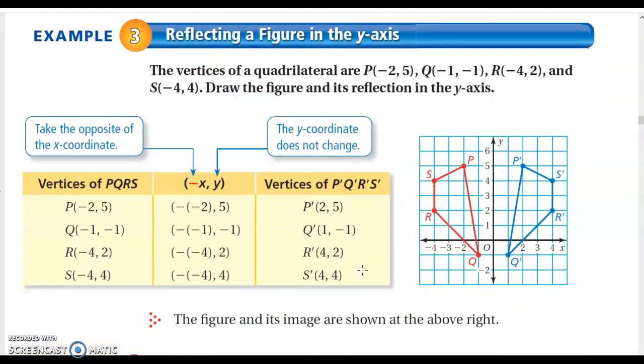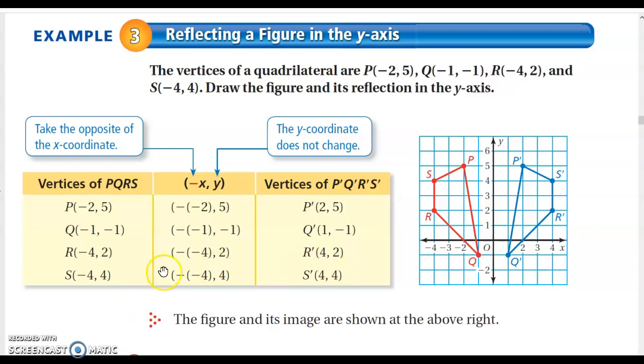Okay, now, we have a quadrilateral. Now, keep in mind that this can be any image just as long as you affect the rule by each of the vertices. So it doesn't really matter. Okay, so again, it's broken out into a bit of a table here. We have the vertices of quadrilateral P, Q, R, S, which are (-2, 5), (-1, -1), (-4, 2), (-4, 4).